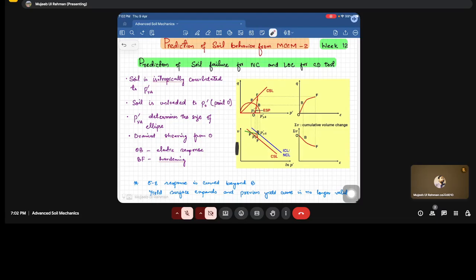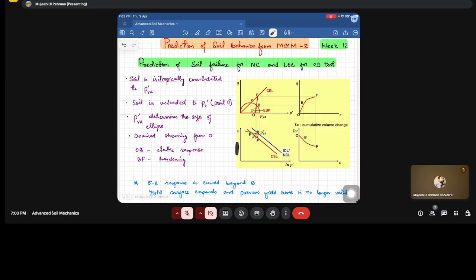So what will happen from O to B? This path lies within this yield curve. Fine. So this is the yield curve for the yield stress corresponding to p'a. So from the last lecture, we have seen that if the state of the soil lies within this yield curve, it means that it will behave with an elastic response.